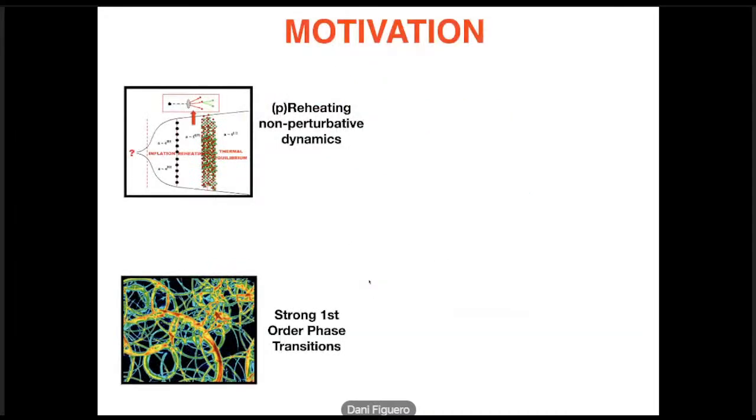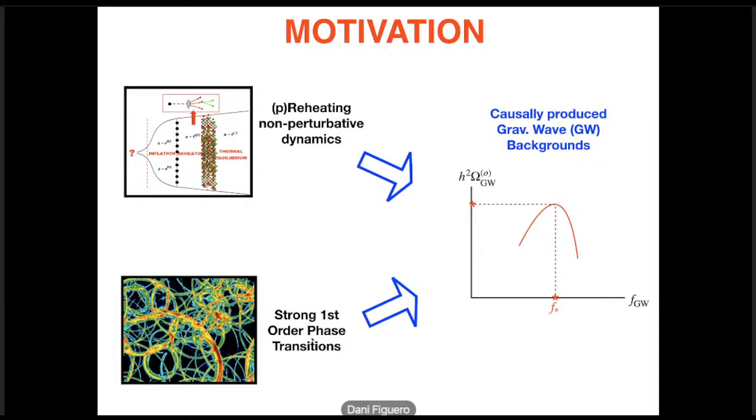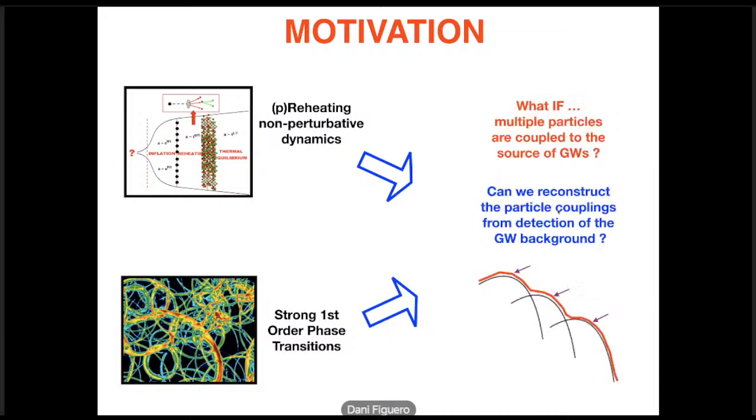So what is the motivation? We know that non-perturbative dynamics, like in preheating, but also in strong first-order phase transitions, create very sizable gravitational wave backgrounds, typically with a spectrum of gravitational wave energy density versus frequency with a single peak, or sometimes with more complexity, such as two peaks. But what I want to address here is, what if I have a multi-particle state? What if I have many different particle species coupled to the main source of gravitational waves, or they are themselves sources of gravitational waves?